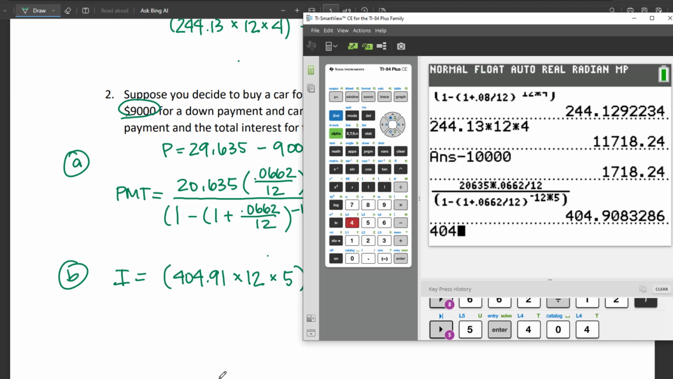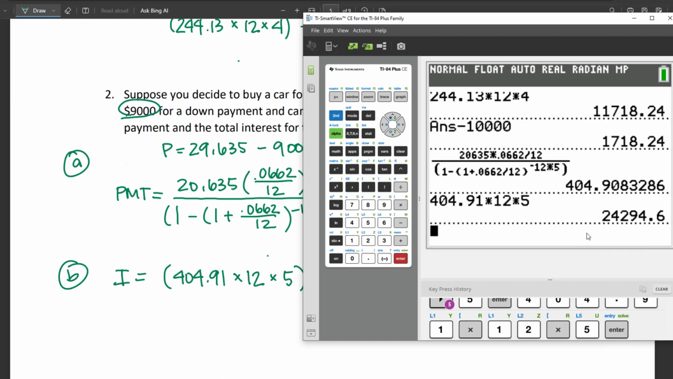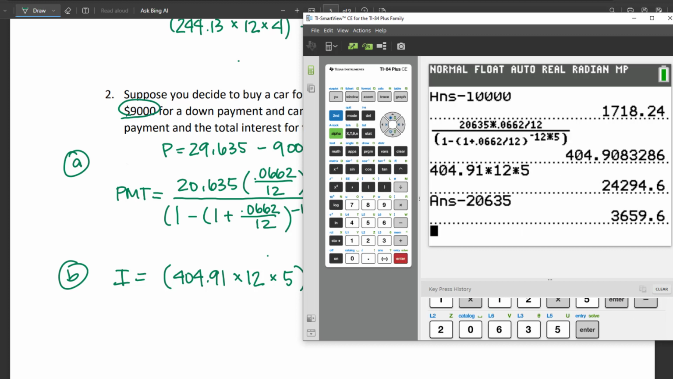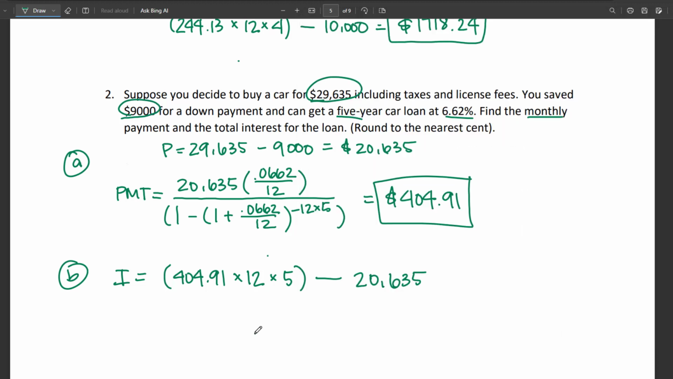So 404.91 times 12 times 5. We end up paying $24,294.60. So how much did we pay in interest? $3,659.60.